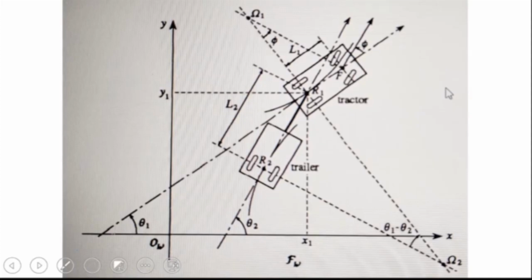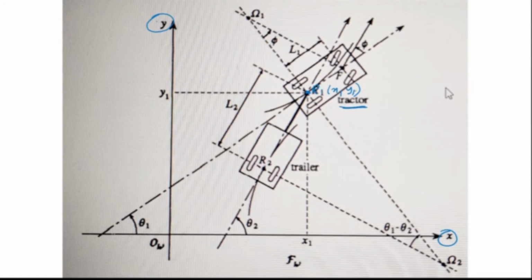Now this is the setup of the problem. First of all, this is my x-axis, that's my y-axis. This is my tractor, which is shown here. The tractor has 4 wheels. The center point between the 2 wheels is Ri, and it has coordinates x1, y1. So Ri is the center point between the 2 rear wheels.